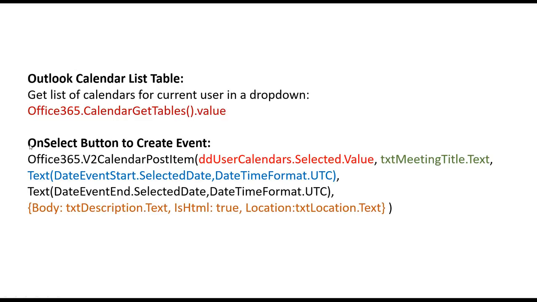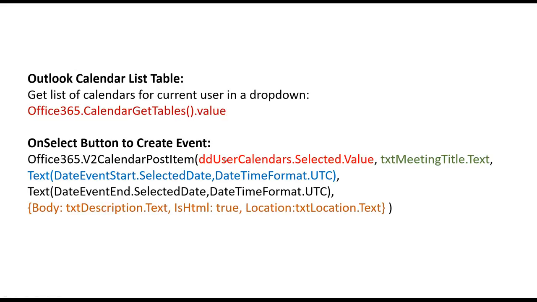And then the OnSelect button. We're going to put a button on the screen, and its OnSelect property, or back in the day we'd say OnClick property, is going to be the function that you see right here, which is these 4 rows. Basically we're taking the names of the controls and using them as the parameters of this function. So this is the V2 calendar post item, so it makes sense. What we're doing is using a function that will post or put an item into the calendar. And this is the second version of it, okay?